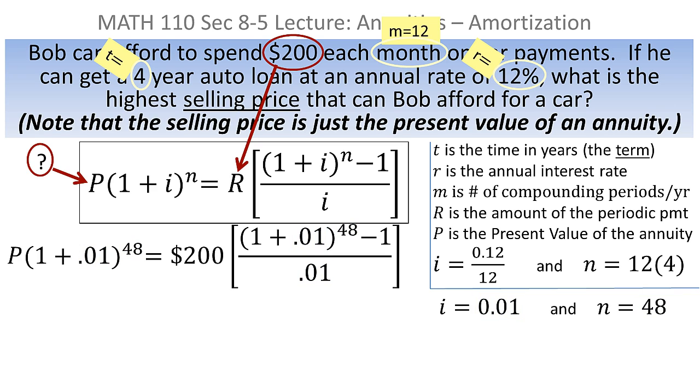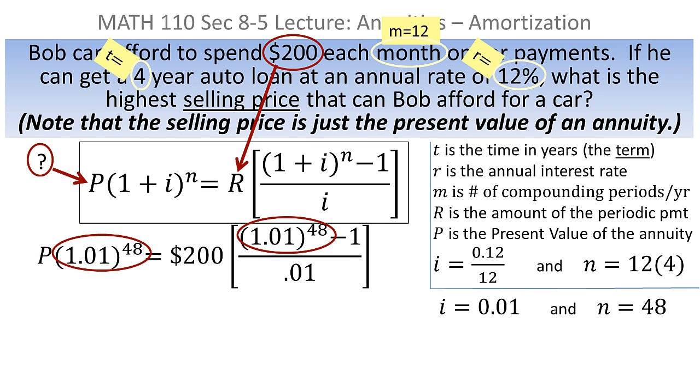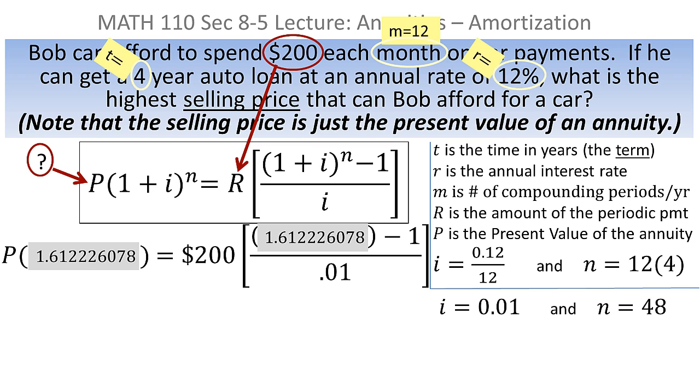If we add 1 to 0.01, we get 1.01. Plug that in. Now we need to raise 1.01 to the 48th power, and that's going to show up in 2 places in your formula. So using the power button in your calculator, the x to the y button, 1.01 to the 48th is 1.1612226078. Plug that in. I'll move over to the right and start those calculations.